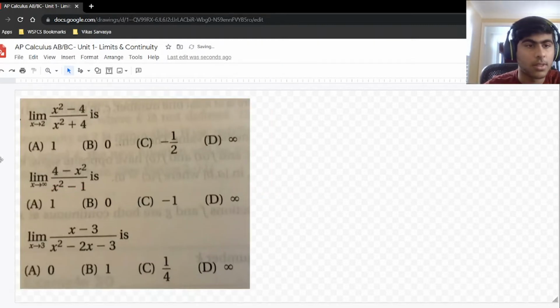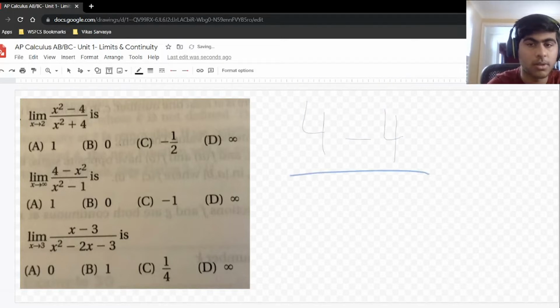Now, this is how limits will usually be presented to you on the AP exam. They'll say lim, and then they'll say as x approaches negative 2, what is the value of this function? And you can just take negative 2 and plug it in. So if you plug it in into this first question, you get 2 squared, 4, minus 4 over 2 squared, 4, plus 4, which, well, the numerator is 0, so this whole function is just going to be 0. So therefore, B is the correct answer there.